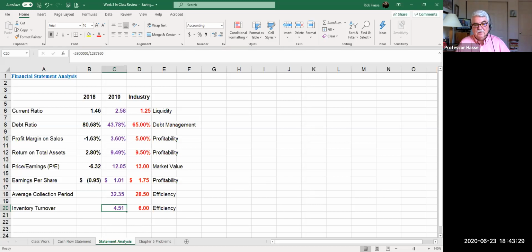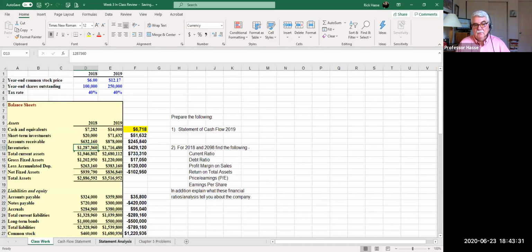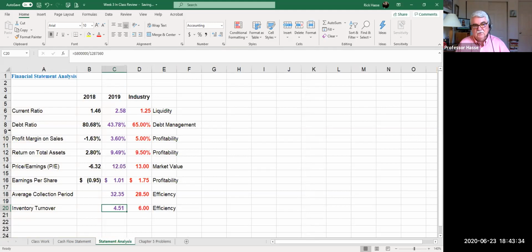We take a look at the statements here, and then we go to a statement analysis, this is chapter 4, to pick out certain things about this information: liquidity, debt management, profitability, market value, efficiency. It tells us about the management, it tells us about the company. We can compare that to competitors, we can compare that to our past. Have we done better or gotten worse over the last period of time? These are indicators that are important to finance people to get a picture of the management and the numbers of a company.